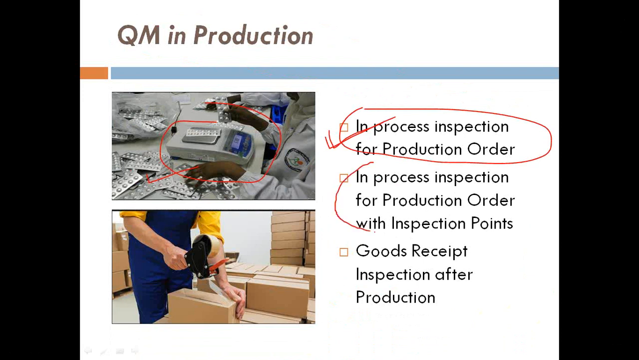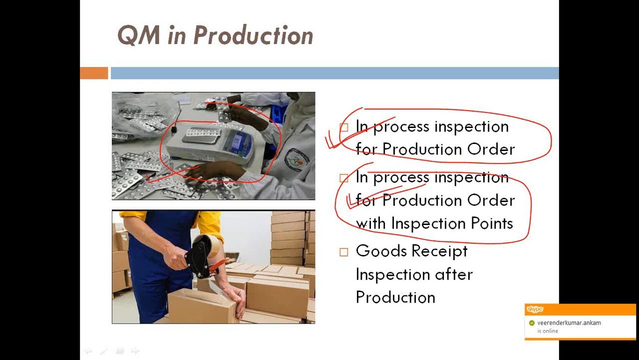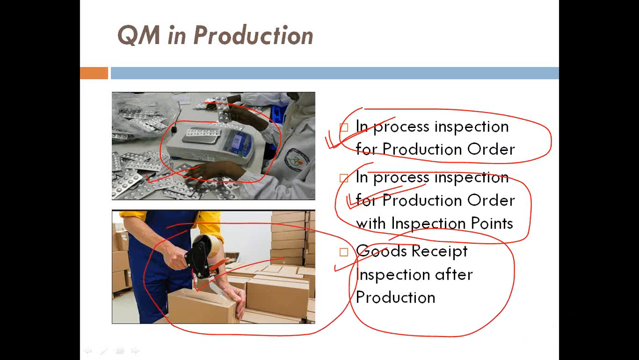Then in-process inspection for a production order with inspection points. Let's say I want to do quality checks regularly at predefined intervals. Let's say I want to check the quality of the product every 1 hour while the production is going on. How to do that? We will learn. Then inspection at the end of the production. I completed production, and at the end of the production, I want to check the quality of my materials. How to do that? All those things we will learn.